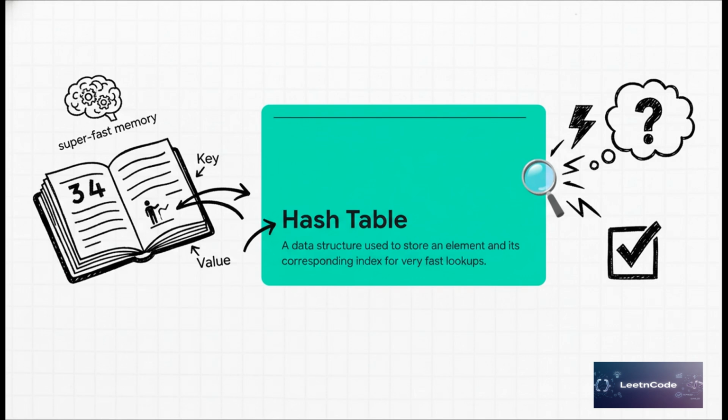It stores information in pairs, a key and a value. For us, the key will be a number from our list, and the value will be its index. And the real magic of a hash map is its incredible speed. You can ask it, hey, have you ever seen this key before? And you get an answer back almost instantly.